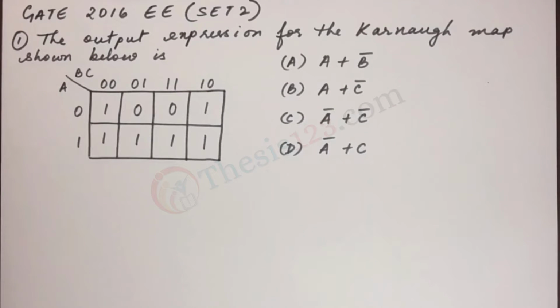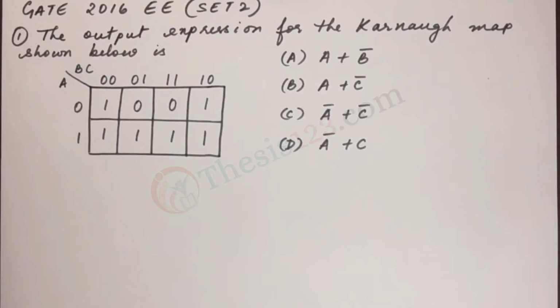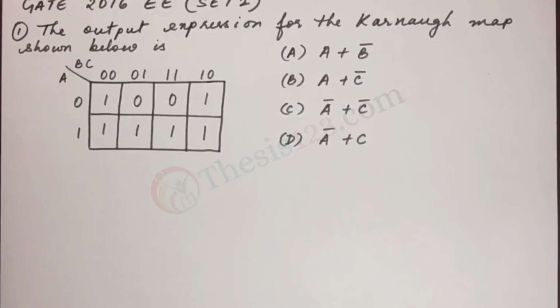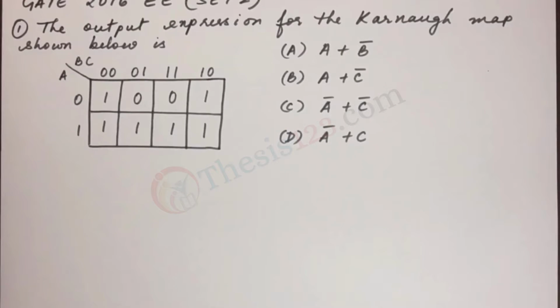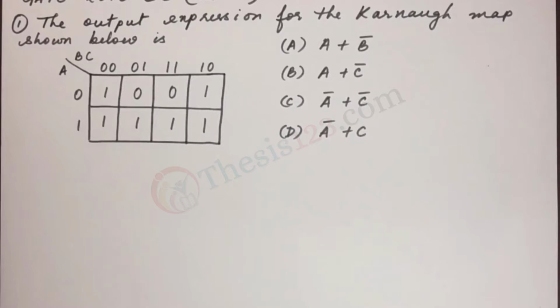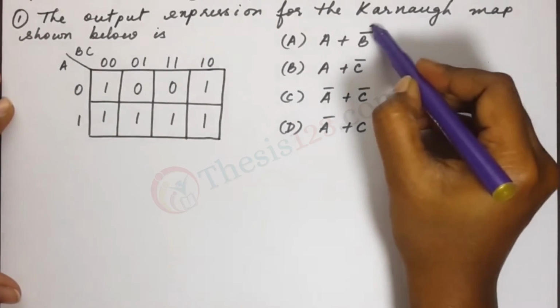We covered GATE 2016 for the electrical branch SET1. So in this series we are going to start with SET2 of 2016 paper, and here is question 1. The output expression for the kernel map shown below is A, B, C, D. We have been given 4 different options.